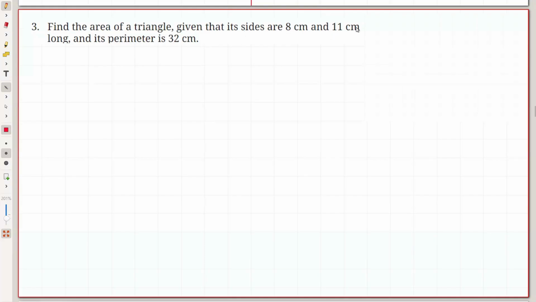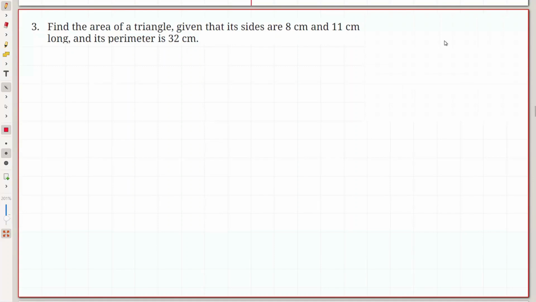So question number 3 is: find the area of a triangle given that its sides are 8 centimeter and 11 centimeter long and its perimeter is 32 centimeter. Two sides are given and the perimeter is given. So we have to find the area of the triangle.